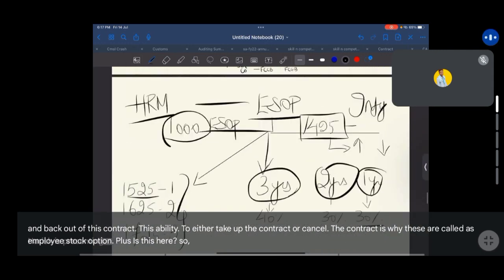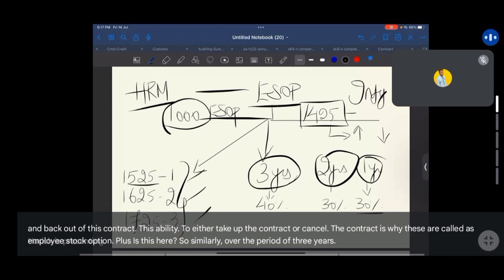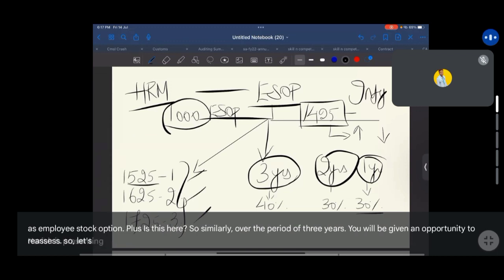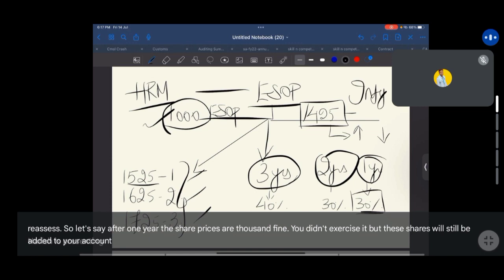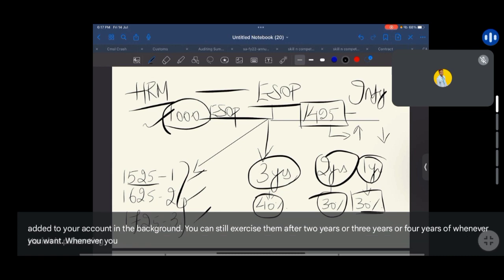So similarly, over the period of 3 years, you will be given an opportunity to reassess. So let's say after 1 year, the share price is at 1,000. Fine, you didn't exercise it, but these shares will still be added to your account in the background. You can still exercise them after 2 years or 3 years or 4 years or whenever you want. Whenever you feel the price is right, you get the option to exercise these at 1425.